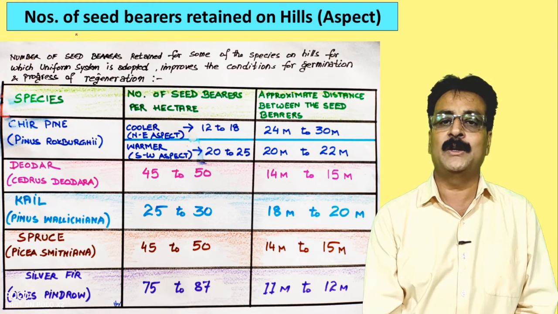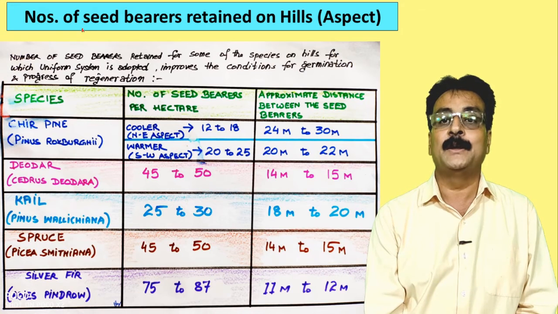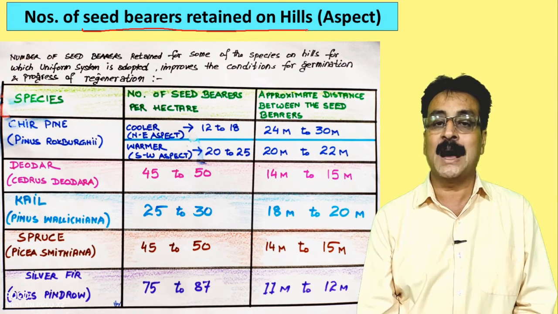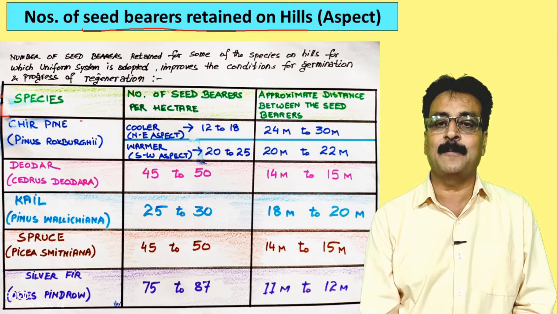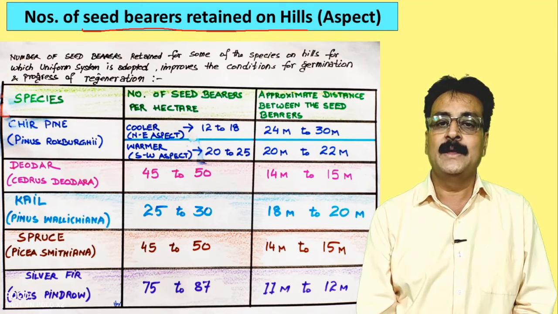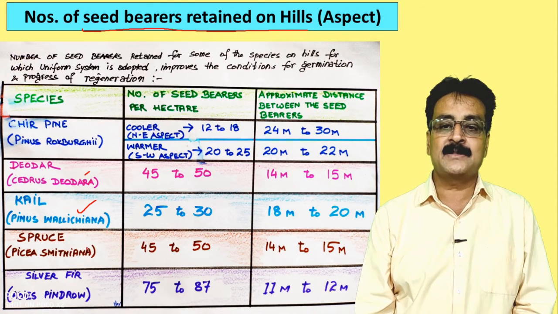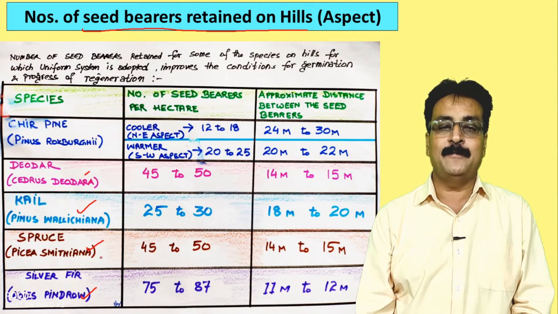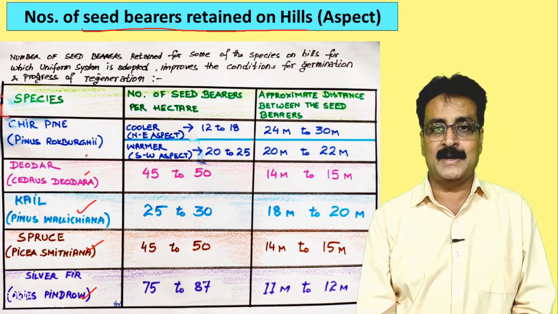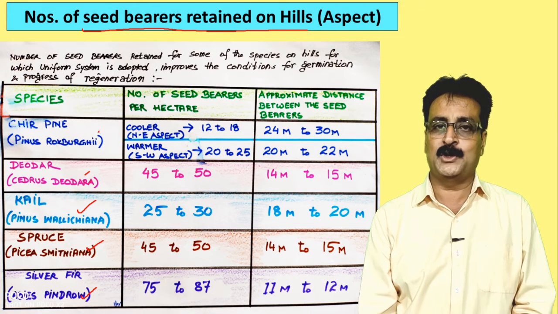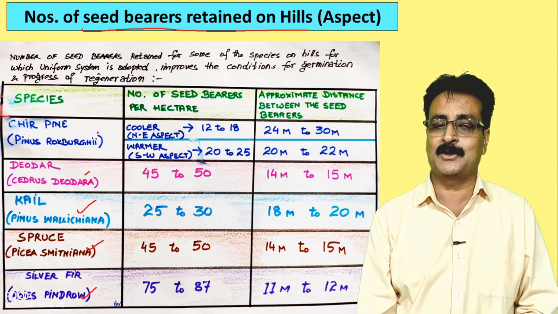So a small table is given here to give us a look at the number of seed bearers retained in the hills according to aspect. Let's take some species in the hills: Pinus roxburghii, then Cedrus deodara, then Pinus wallichiana, Pinus smithiana, and Abies pindrow. Among all these five conifers, Pinus roxburghii is a tropical pine, where temperature has more effect because it is a tropical pine.